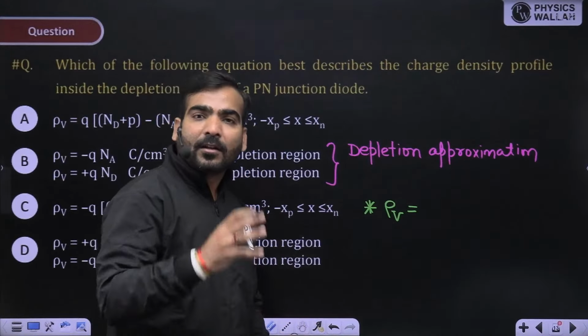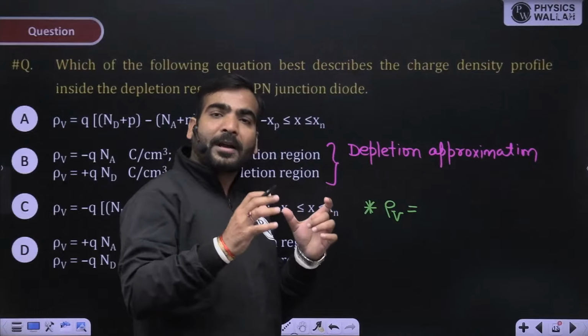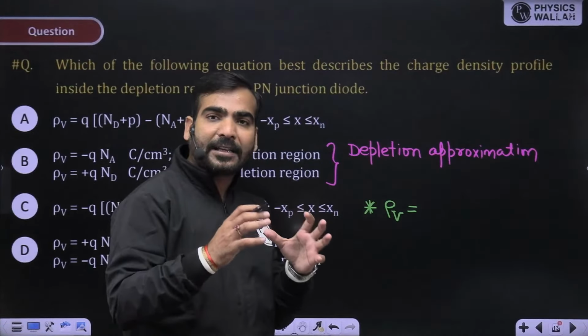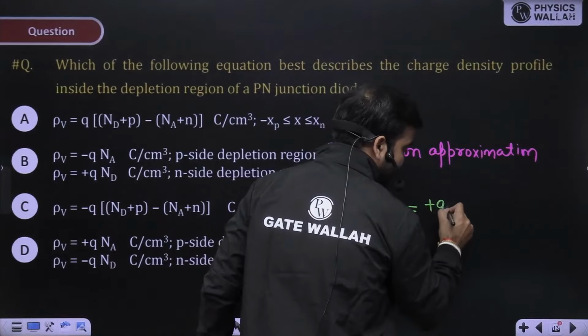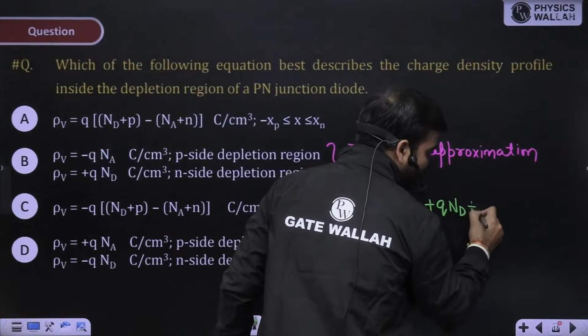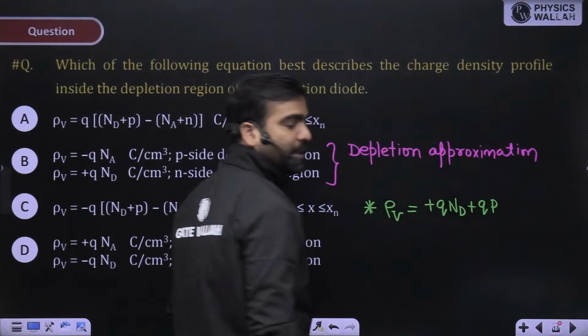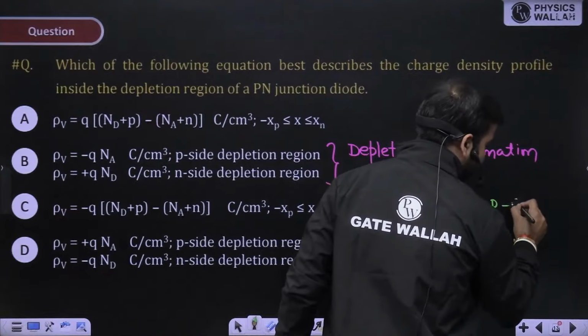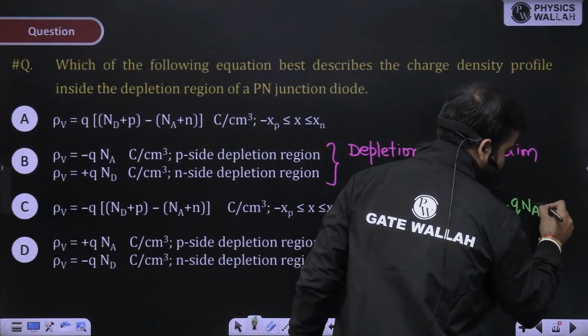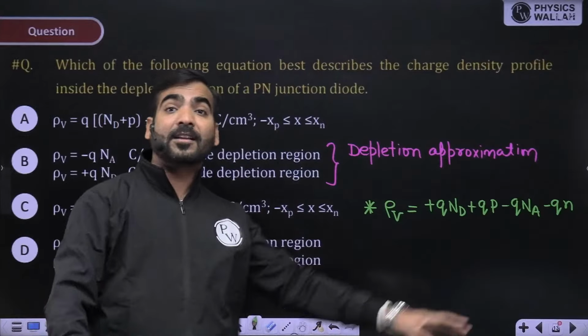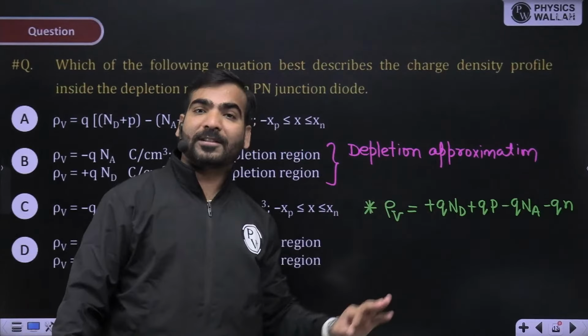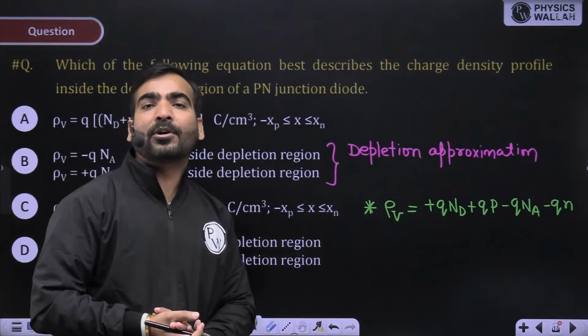What are the constituents in the semiconductor that can give you the positive charge? Sir, donor atoms gives positive charge. How much? Plus Q into Nd. Sir, holes also give positive charge, so Q into P. Negative charge is given by Q into Na, and negative charge is given by Q into N. This equation is valid for all the semiconductor. This is one of the perfect equation. In this equation only you do the modification.